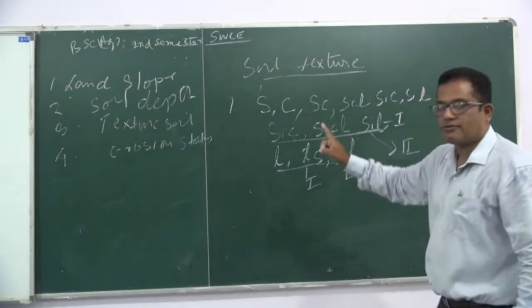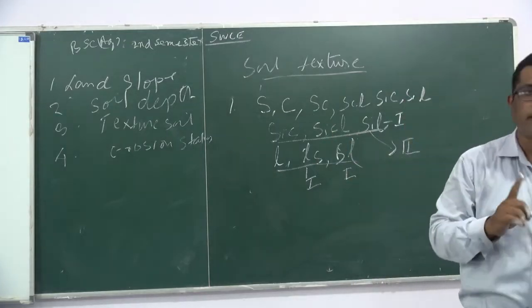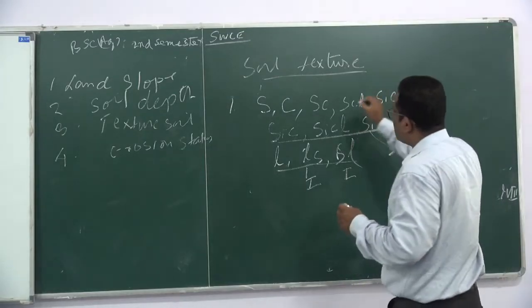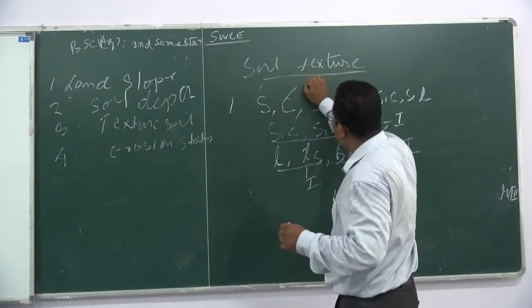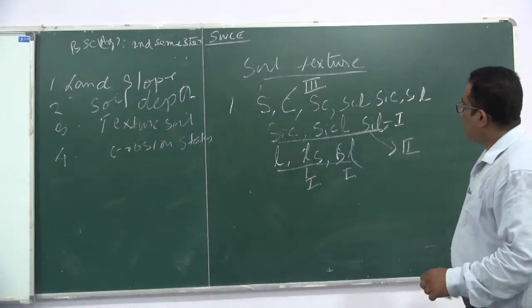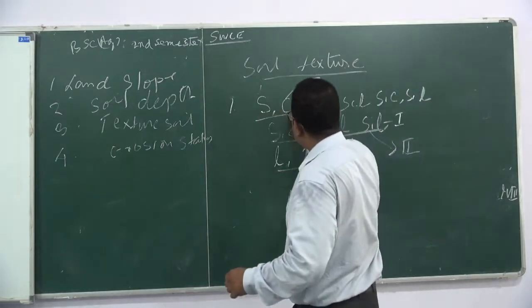One or two types of texture would not be there in class 2 type of land. And in class 3 type of land, there would be clay. This is class 3 type of land. And class 4 would be sand or clay.